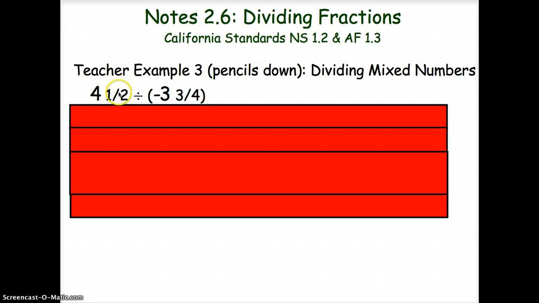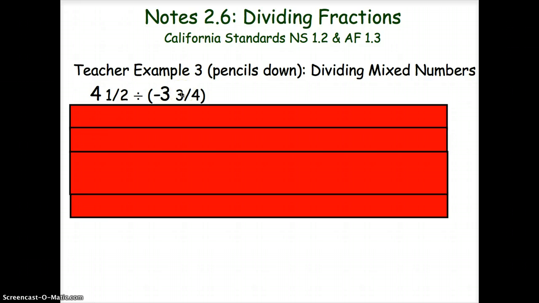Here, if you take a look, remember with multiplying fractions, we couldn't multiply when they're mixed numbers. And that's the same thing with division, is you have to have improper fractions. So I can do 2 times 4 is 8, plus 1 is 9, 9 over 2, and 4 times 3 is 12.